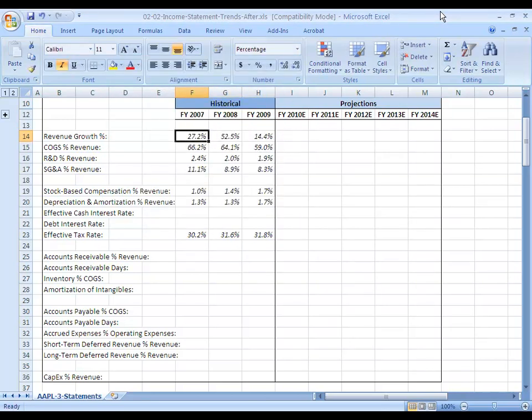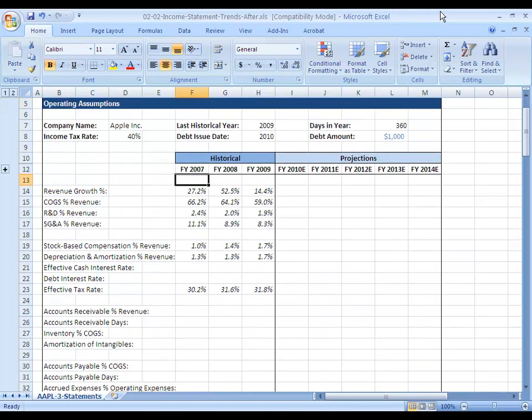So with all this in place now, we have a sense of what Apple's historical numbers look like. We see that with revenue growth percentages, it's really all over the place. We're going from 27% to 52% to 14%. I can tell you just from knowing Apple that this is basically because they were introducing the iPhone, a major new product line around 2007, 2008, which explains the sudden jump. Whereas in 2009, they had less in the way of absolutely new products. There's more upgrades. So that probably explains the lower revenue growth here.